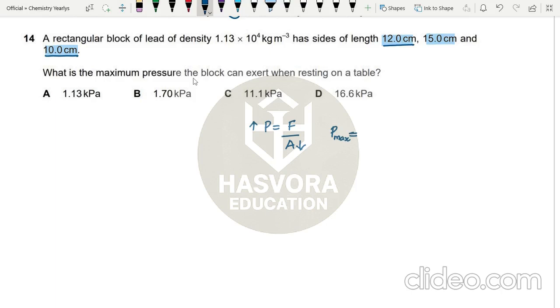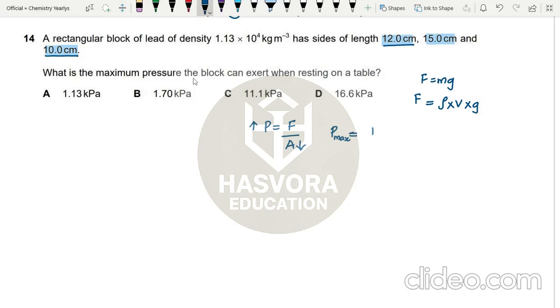We have to find, okay, now we do not have the force. So you know what is force? Force is mg. And what is m? M is density into volume and into g. This will be the statement for the force because they have given us the density.